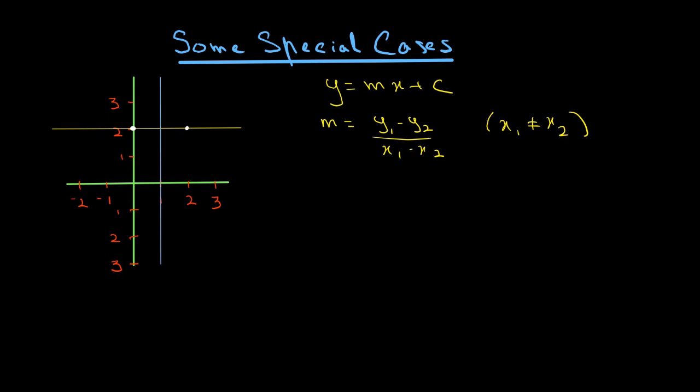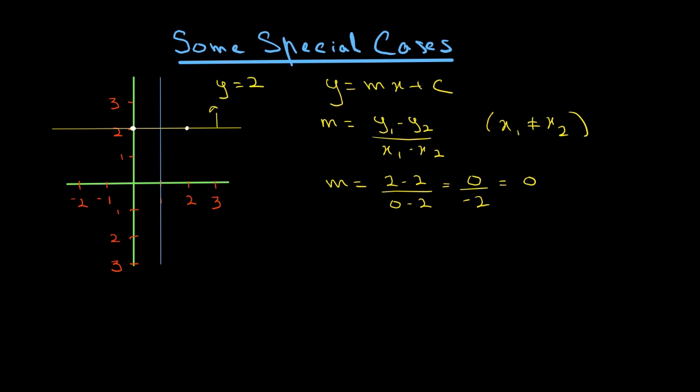So if I try to calculate m, it's just going to turn out to be 2 minus 2 over x1 minus x2, which is 0 minus 2, so 0 divided by minus 2, which turns out to be equal to 0. And this is saying that the gradient is 0, right? So that means the equation is just y is equal to c, and from the point 0, 2, you can see that the y-intercept is c, so the equation will turn out to be y is equal to 2, and you can just read it off because clearly the line is a constant at y equal to 2, okay?